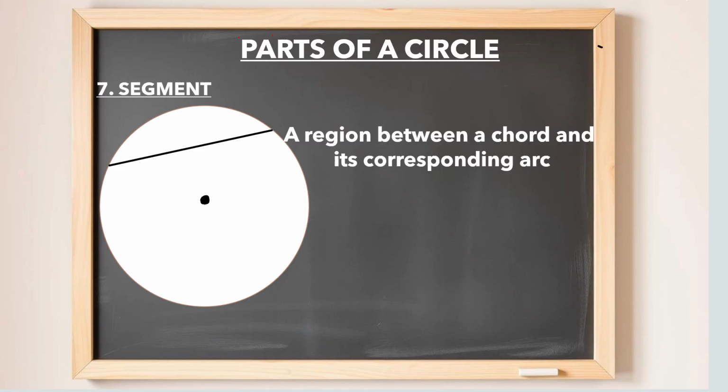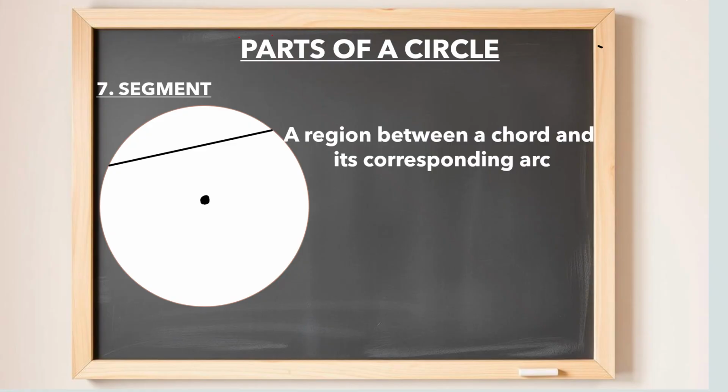So the region between this chord and the arc, between this arc and the chord, is called a segment. So this entire region here is called a what? A segment. You can see the space where the cursor is moving. This is called a segment.